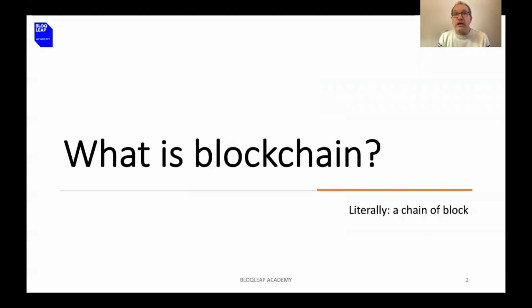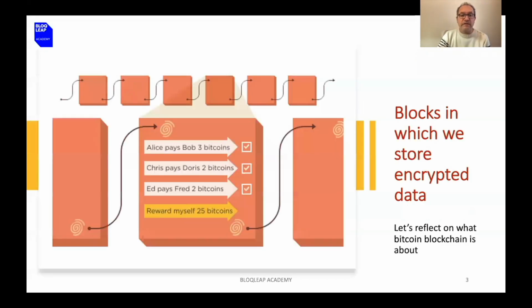Today, we are finishing this second chapter on what Bitcoin and blockchain are about, and it's a kind of recap. What is blockchain about? Literally, it's a chain of blocks, and we will see. This is how we could represent a blockchain. I explained everything in detail, but I forgot one thing, and we're going to see it now.